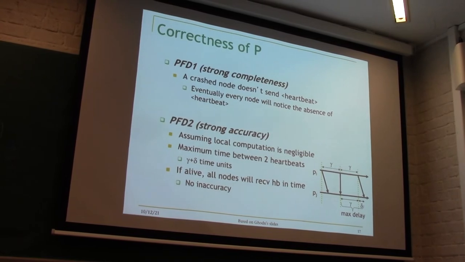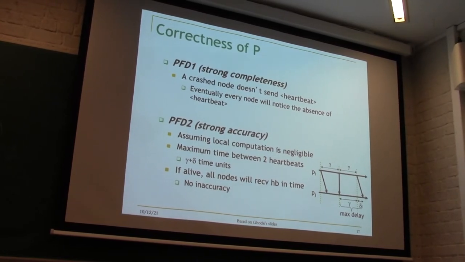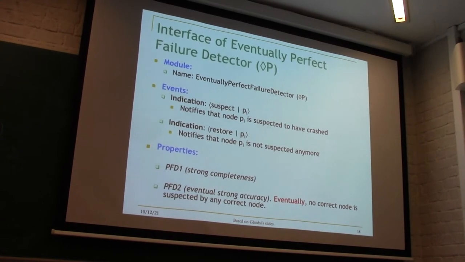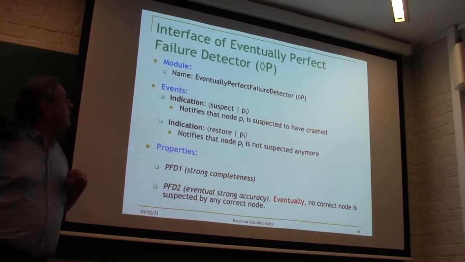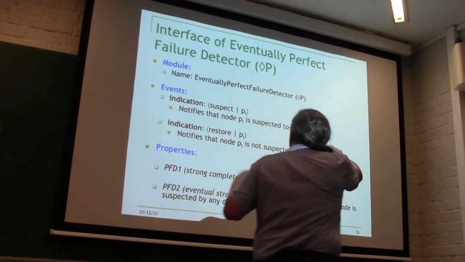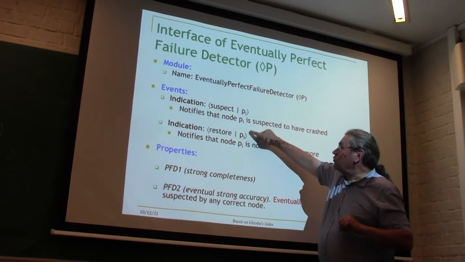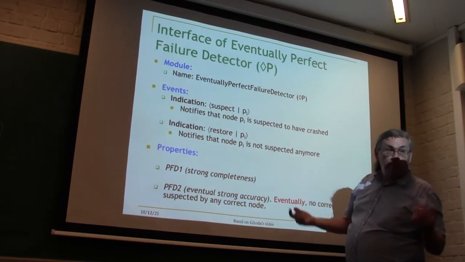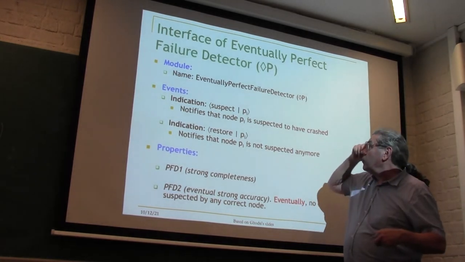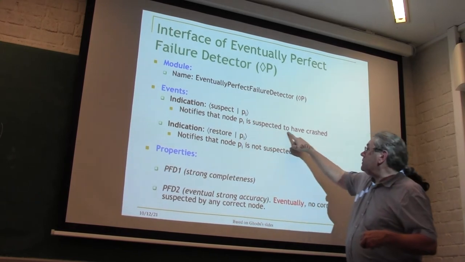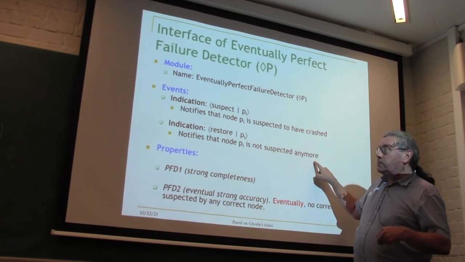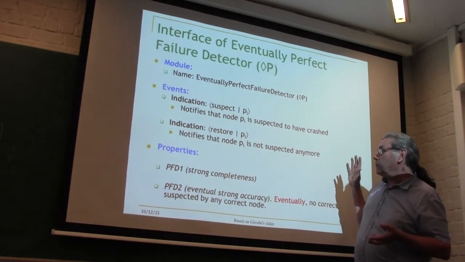Let's now go to the eventually P. The eventually P, which is a little bit trickier, but not that much. Eventually perfect. Here we have two indications, suspect P and restore P. They're both messages coming out, so again, there are no messages going into this box. Suspect P means P is suspected to have crashed. And restore P means P is not suspected anymore. Now we think it's good again.